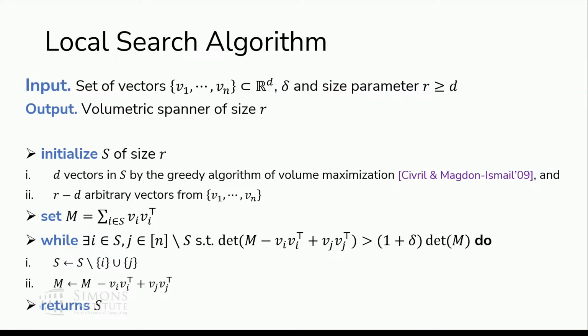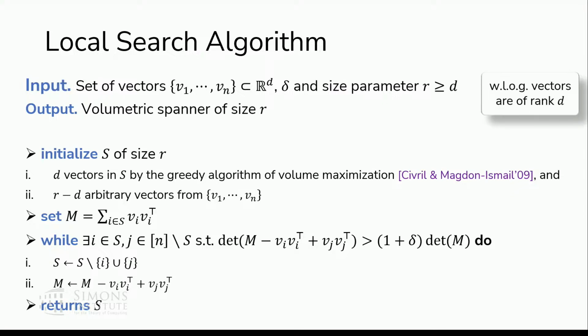Okay. And then I work with this matrix M, which is just the sum of outer products of the vectors in the spanner, and go through a local search algorithm. And in each step, I check whether there exists a vector in my spanner that I can swap with someone else out of it, such that the determinant of M minus v_i v_i transpose plus v_j v_j transpose gets larger by a factor of 1 plus delta compared to the determinant of M. That's the thing. And if it was the case, I just make the swap and continue.